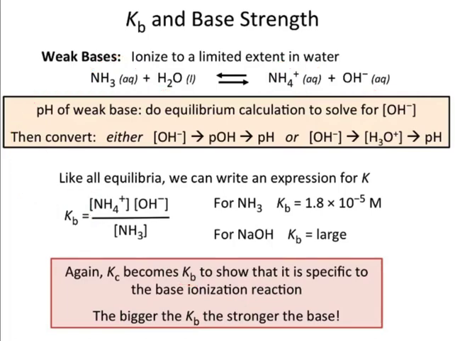Now Kb is the base ionization equation because you are ionizing the base. And a bigger Kb means a stronger base, just like a bigger Ka meant a stronger acid. So here's ammonia, here's its Kb. Sodium hydroxide, its Kb is ridiculously large, almost impossible to measure, because sodium hydroxide is a strong base. It ionizes completely in water, whereas ammonia does not, because it has a smaller Kb.